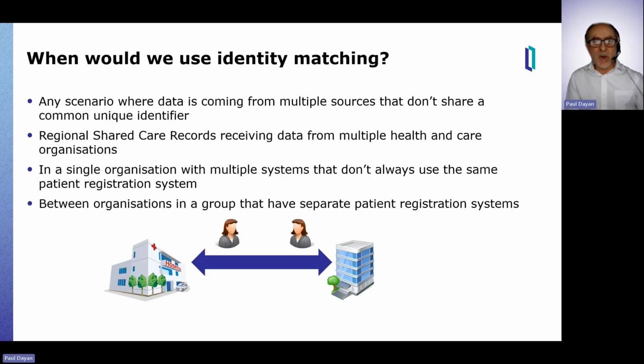So to recap, in what scenarios would we use patient index? It's basically any scenario where two systems are interacting and they each have their own list of patients without a common identifier between them, such as a regional shared care record, or a hospital with multiple systems that are not all synchronized to the PAS, or a hospital group where the hospitals are using different PAS systems.